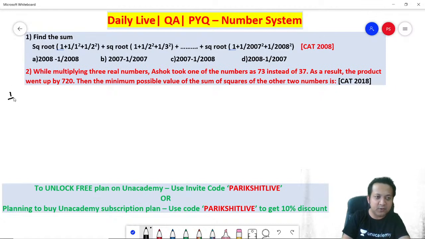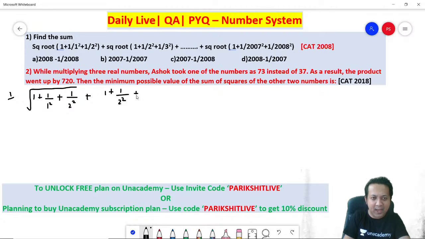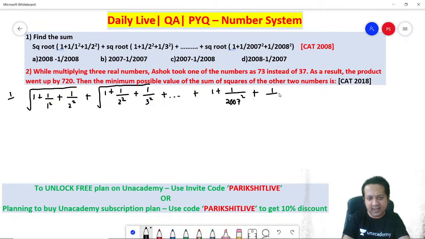Number one, the first one. Square root of 1 plus 1 by 1 square plus 1 by 2 square, plus square root of 1 plus 1 by 2 square plus 1 by 3 square, and then dot dot, up till the last term: square root of 1 plus 1 by 2007 square plus 1 by 2008 square.